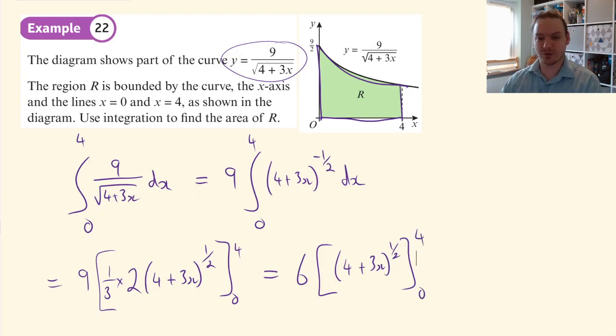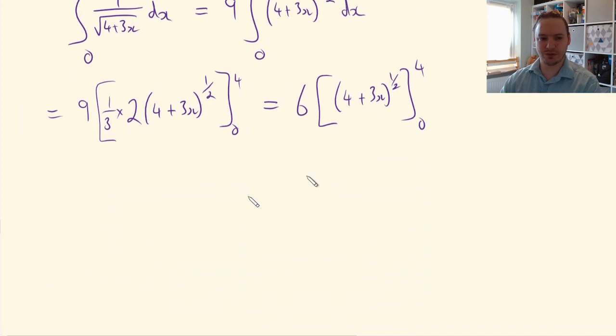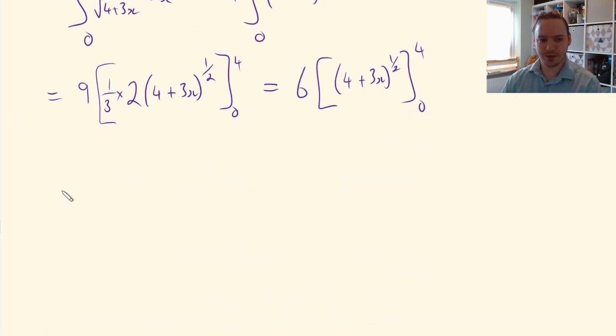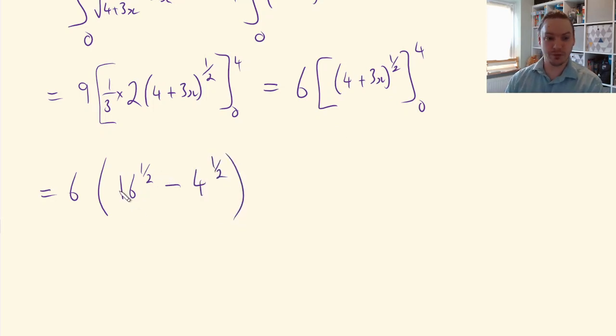Need to make a little bit more room just to do this quick calculation. So that's 6 lots of, if I substitute 4 in here, 3 times 4 is 12, plus 4 is 16, so that's 16 to the half. And then if I substitute 0 in, that is just 4 to the half. Half is square root, so this is just 4 take away 2. So that's 2, 6 times 2 is 12, and I'm finished.